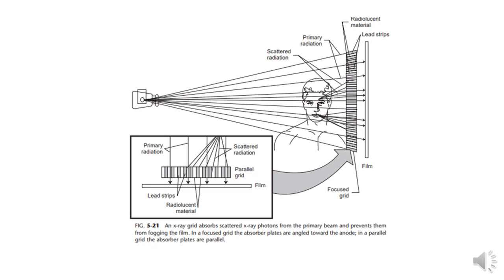Because of this, we use a grid, which is placed between the patient and the film. When an X-ray beam strikes the patient and scattered radiation falls on the grid, the scattered radiation is absorbed by the grid and the film is protected from fog formation.